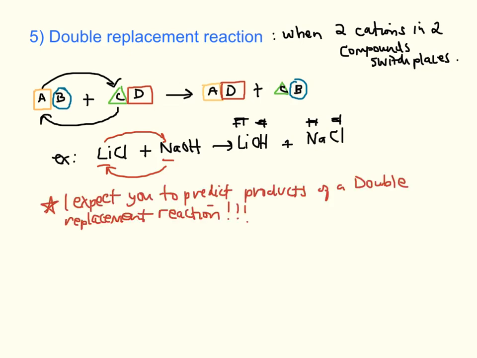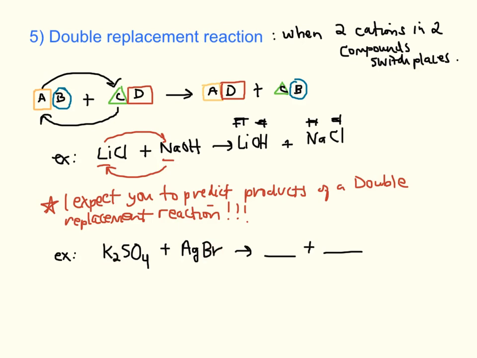So I fully expect you to be able to predict the products of a double replacement reaction. We're just dealing with ions and ion charges, so it should be pretty easy. All right, so let's practice a little. So we know we're going to get two products here. In fact, the only kind of reaction that you won't get two products in is a synthesis reaction. In this case, we're not doing synthesis, we're doing double replacement. And you can tell because you have two ionic compounds.